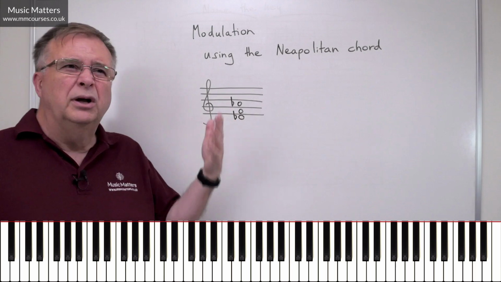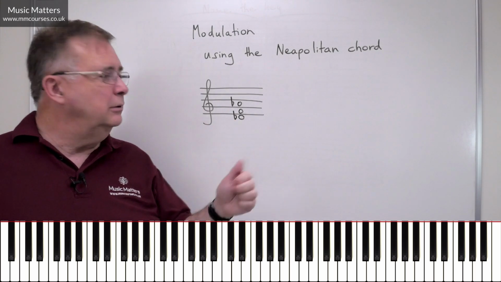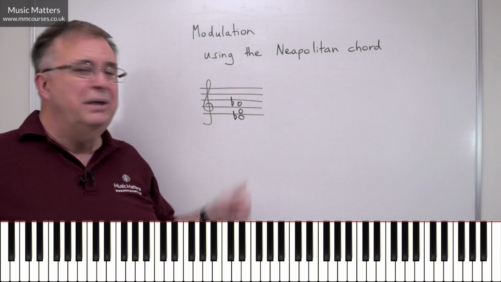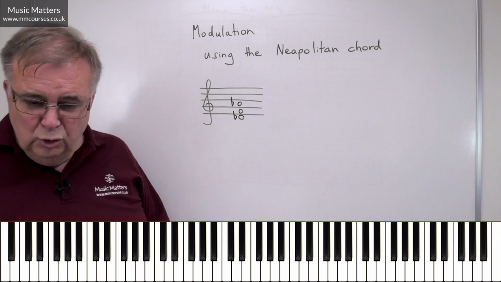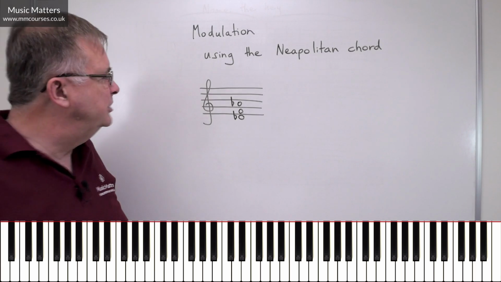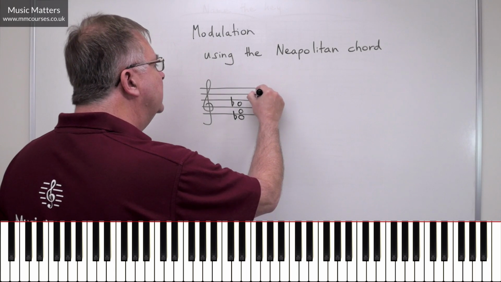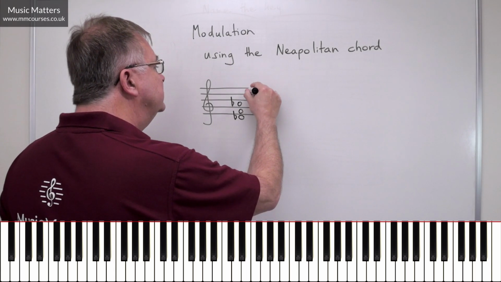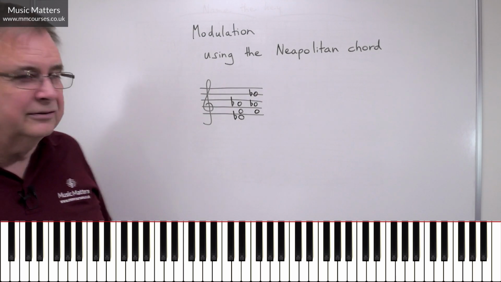Or you could just say, what's the lowered supertonic, the lowered second degree of the scale? That's D flat. Can I build a major chord on D flat? Yes, here it is. What you're then going to do normally is to put it in first inversion. That simply means that the F is going to come at the bottom of it. It doesn't have to be in first inversion, but quite often it is.